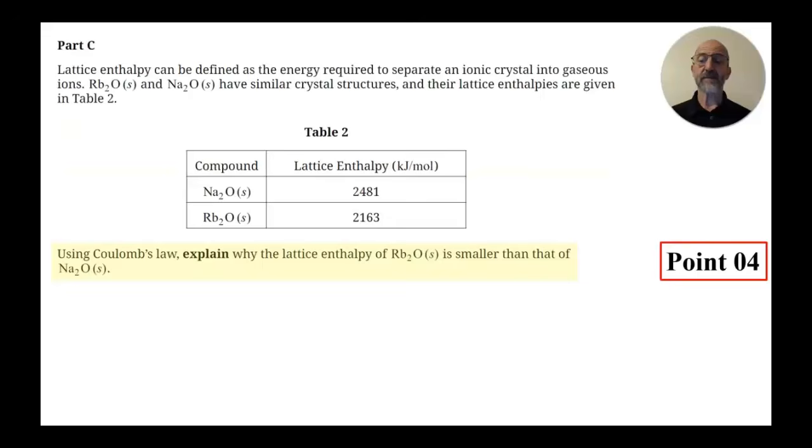Lattice enthalpy can be defined as the energy required to separate an ionic crystal into gaseous ions. Now we have rubidium oxide and sodium oxide. They have similar structures, but they have different lattice enthalpies. Using Coulomb's law, explain why the lattice enthalpy of rubidium oxide is smaller than that of sodium oxide. Now this is not about the magnitude of charge, because the positive ions in these two compounds are both +1. It's about the size of the ions.